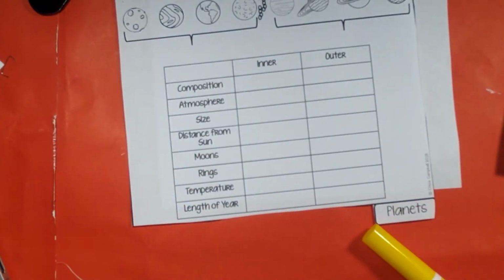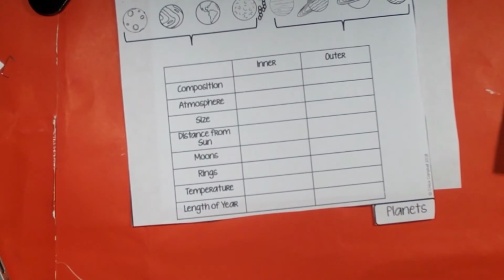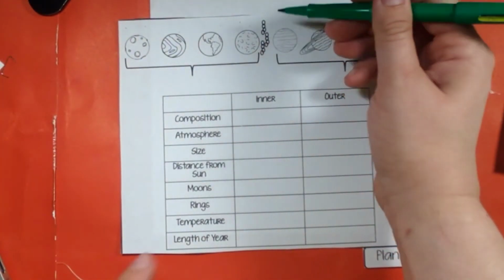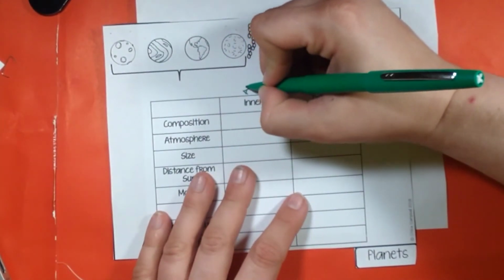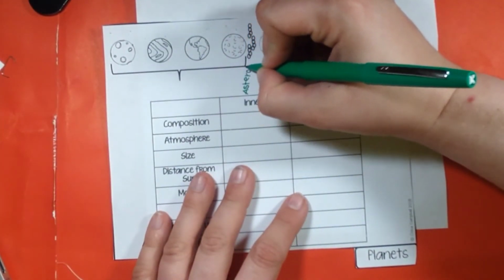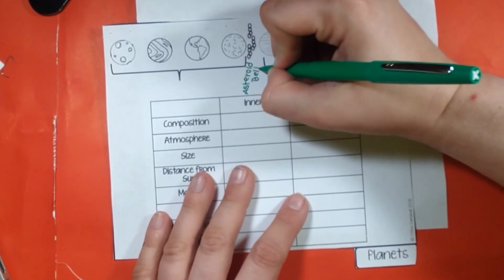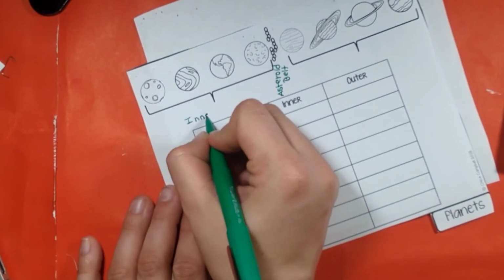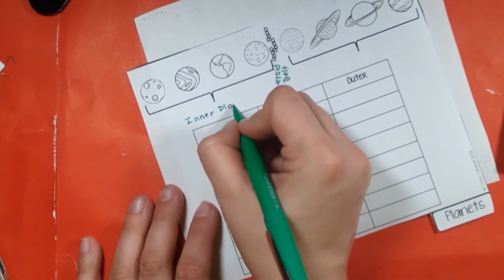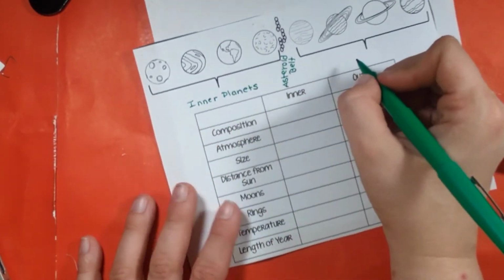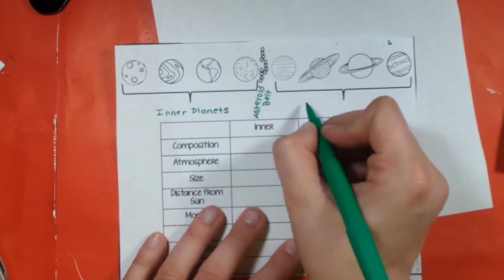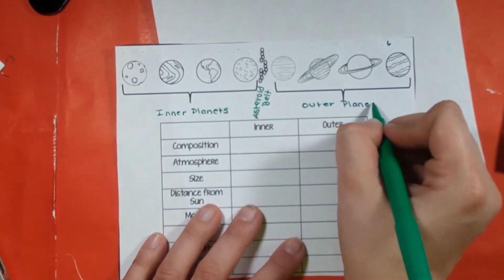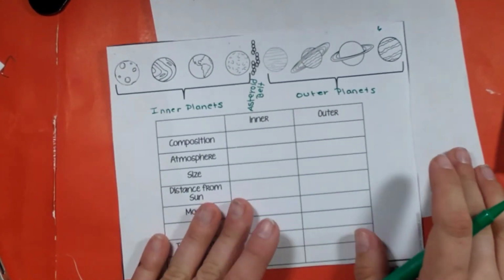Now let's talk about the difference between inner planets and outer planets. I mentioned the asteroid belt. The asteroid belt is right here. That separates the inner planets and the outer planets. The inner planets all have common characteristics, and the outer planets all have common characteristics, and that's what we're going to write here. This is something that you need to know about our planets.